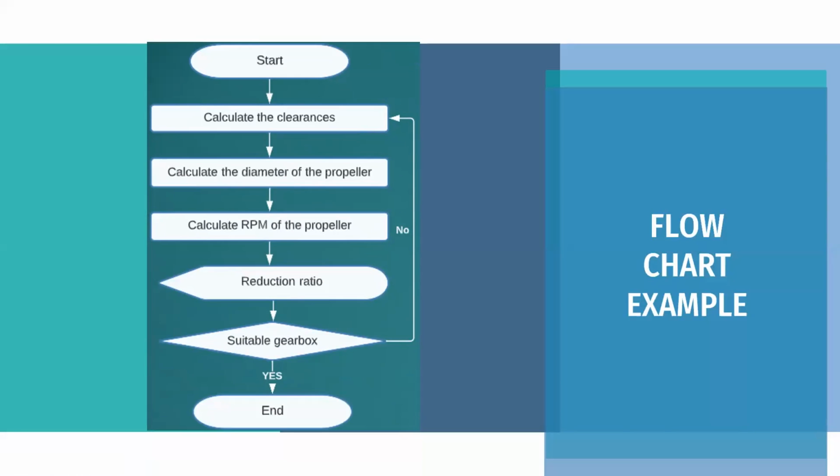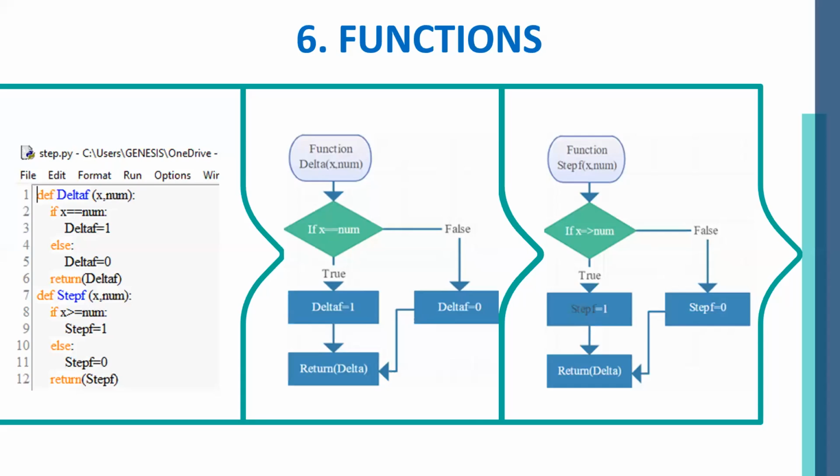This is a basic flow chart. For example, here we need to calculate the minimum clearance for the propeller. We start by calculating these clearances to get the diameter of the propeller. Then we calculate, using another formula, the revolutions of the propeller to get the ratio between them, to select the gearbox in the local market. This is just an example. Next, please.